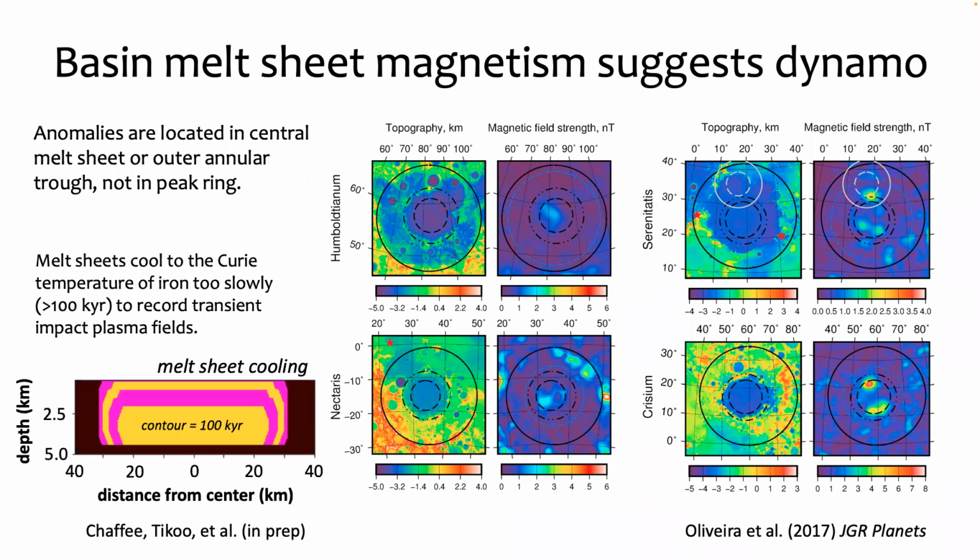And melt sheets cool to the Curie temperature of iron, which is 780 degrees Celsius, very slowly. Modeling of impact melt sheet cooling tells us that it can take over 100,000 years for a melt sheet of 5 to 10 kilometers thickness to actually cool below the Curie temperature in order to record a magnetic remanence.